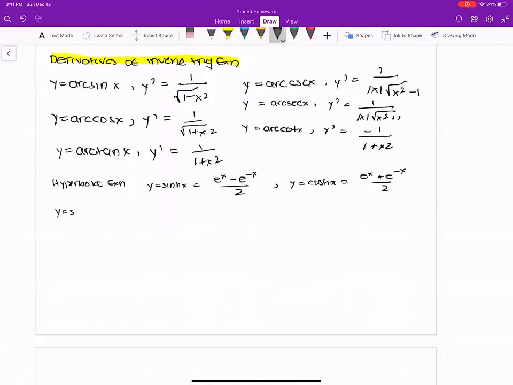So y equals sinh x, y prime equals cosh x, but there is a difference where the derivative of cos of x does not equal negative sine when you're talking about hyperbolic. So y equals cosh x. If you do y prime, that just equals hyperbolic sine.